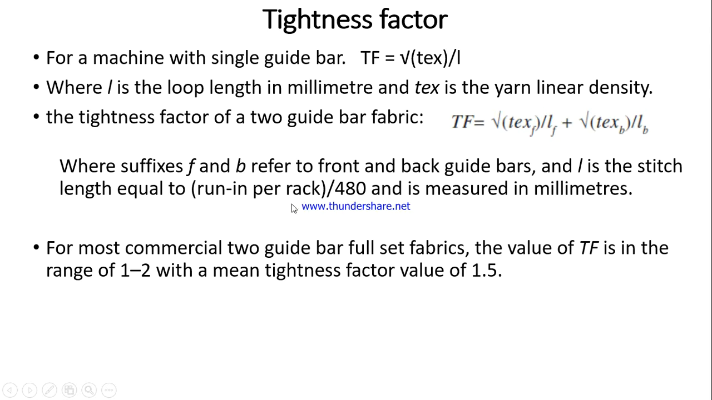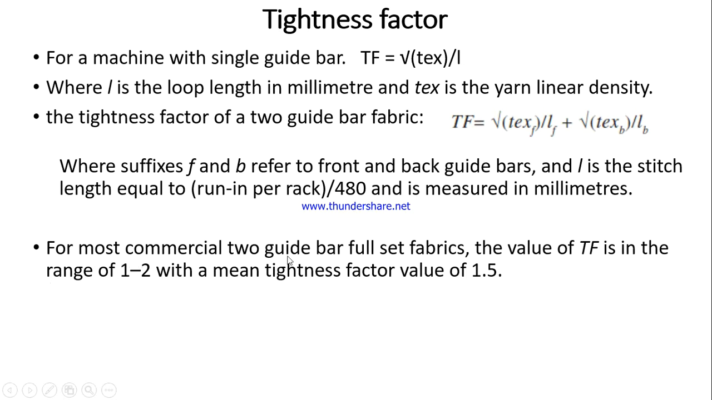So you have to calculate loop length with this formula, run-in per rack divided by 480. Run-in per rack may be different for the front and back guide bars. So you need to calculate that value and feed it into this formula to calculate the tightness factor of the overall knitted fabric. It is measured in millimeter, so run-in per rack divided by 480 will be in millimeter. Then this equation will be justified.